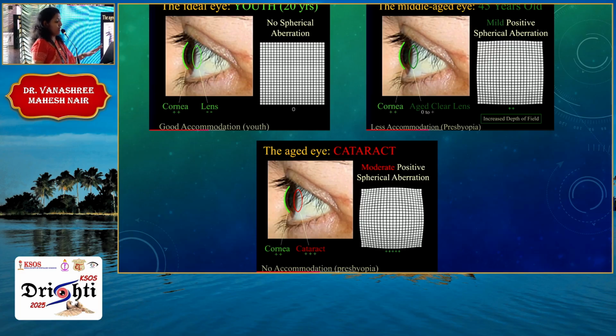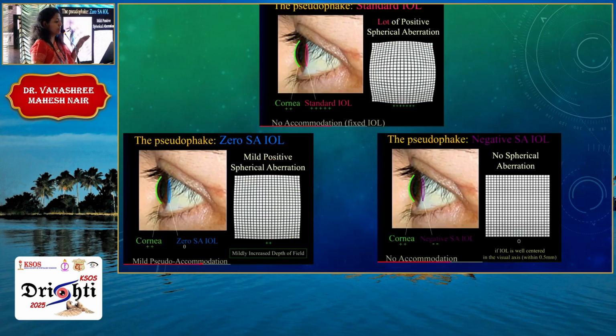Now in an aged eye, where there's a lot of cataract present, both the cornea and cataract are going to give a large positive spherical aberration, so the image quality is going to deteriorate. Now what happens when you put a standard IOL? A standard IOL has a lot of positive spherical aberration. So the total positive spherical aberration becomes quite a lot, so the image quality is going down.